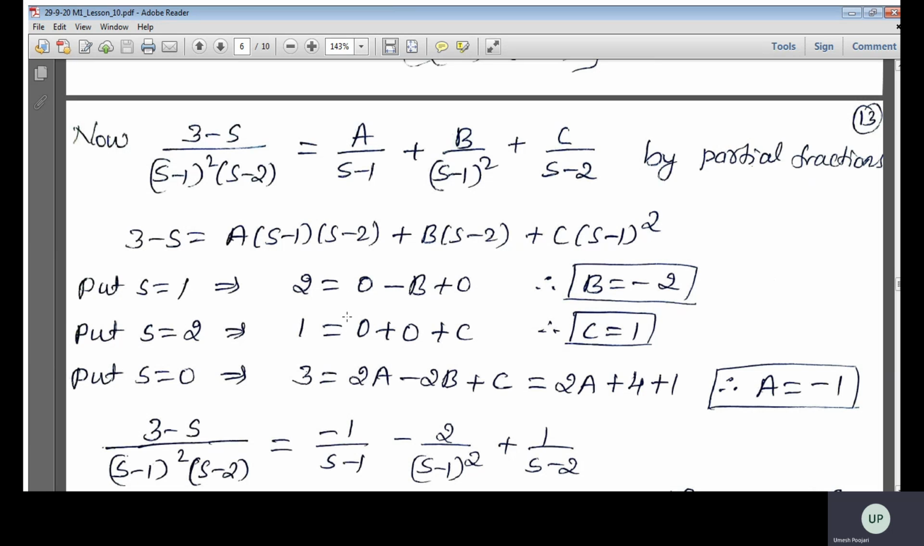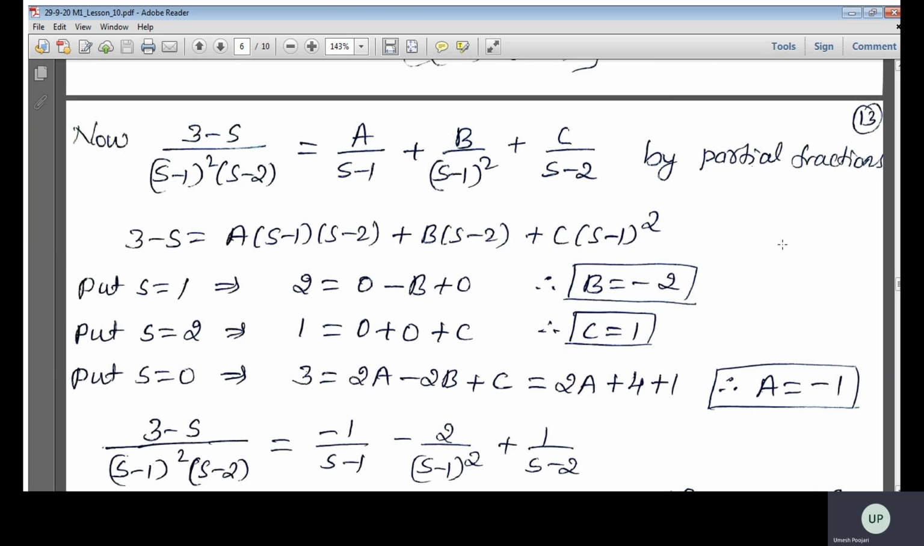1. Now the remaining term is a, but we cannot substitute any value to make b and c equal to 0. But we know the values of b and c, so what can we do? Substitute s equal to 0. So if you substitute s equal to 0, then we get 3 minus 0 is 3, right hand side 2 times a minus 2 times b plus c. But we know the values of b and c, b equal to how much? Minus 2, c is 1. Therefore if you substitute these two values here, we get a equal to minus 1. Therefore a equal to minus 1, b equal to minus 2, and c equal to 1 are the values of a, b, c.